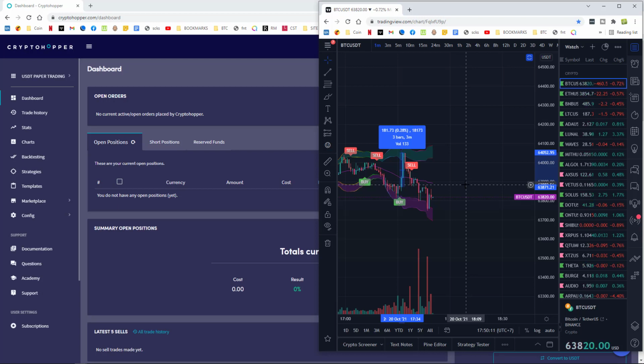It looks like Bitcoin's going back up again. Bounced off the bottom there.